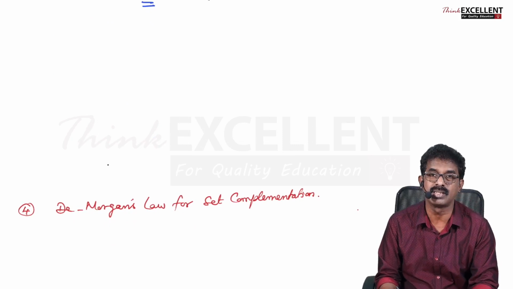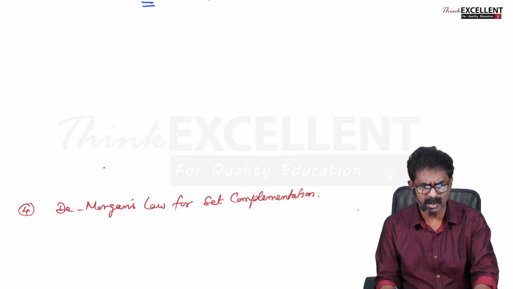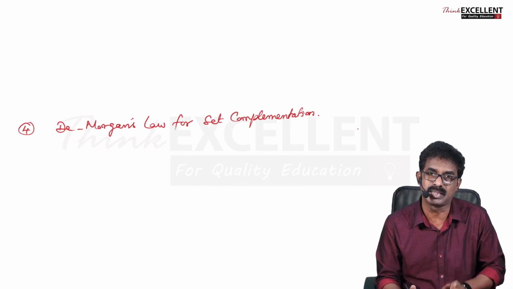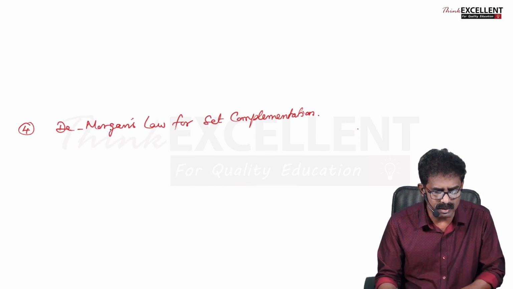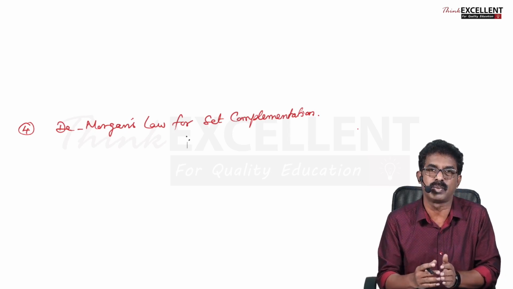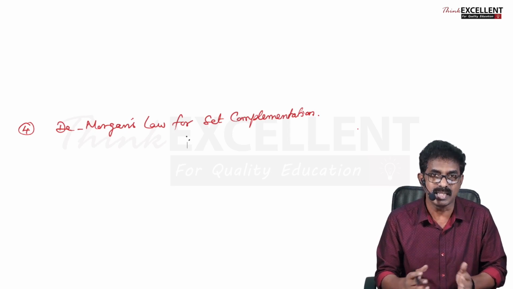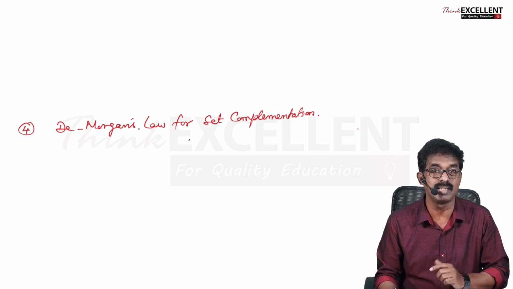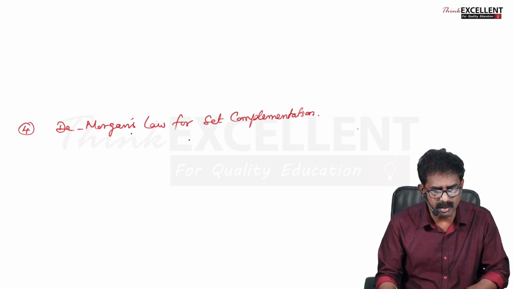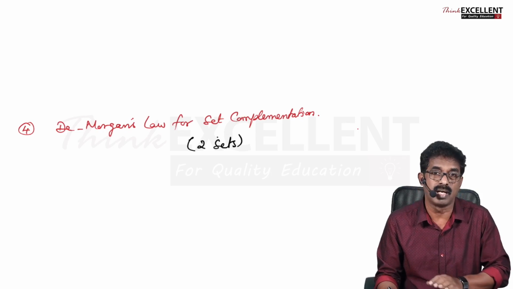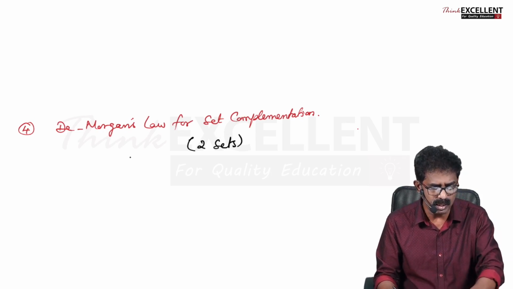Then the next one, De Morgan's law. We have two De Morgan's laws, two types. One is for two sets, or we call it De Morgan's law for set complementation. Complementation means what? A dash. What is A dash? Elements which are not in A, but are in the universal set. That is A dash, right? So here we have two laws for two sets.